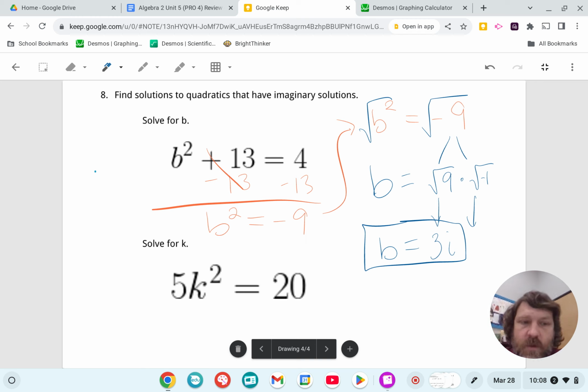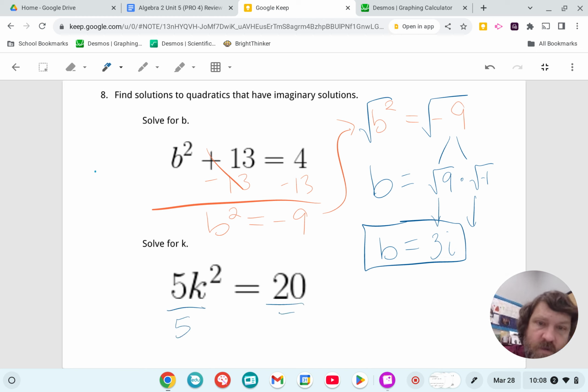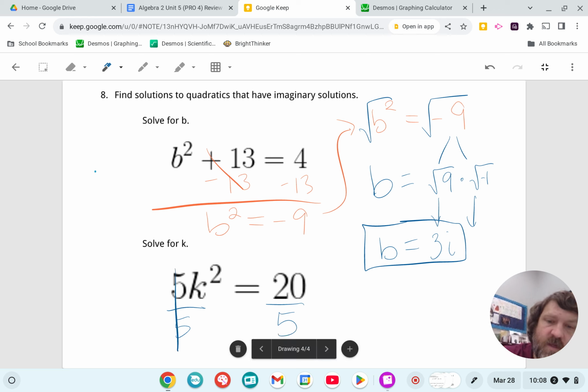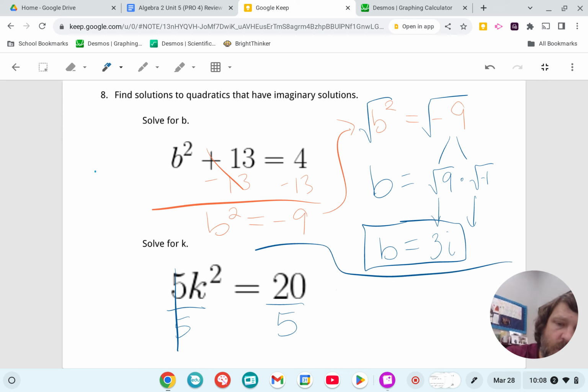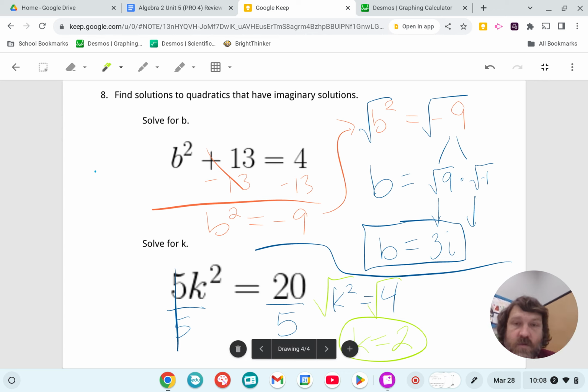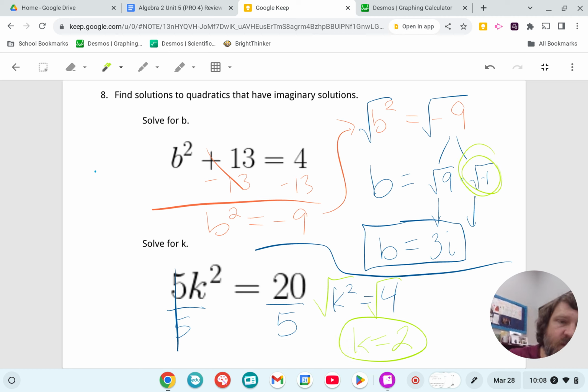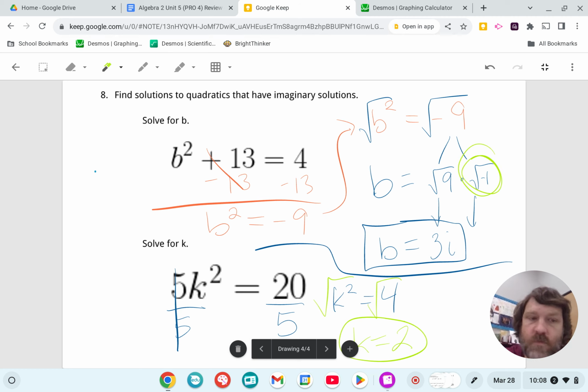This next one is very similar. We're going to divide by 5, divide by 5. We're going to cancel that out. This is going to be k squared. k squared equals 20 divided by 5, which is 4. Then we're going to take the square root of both sides in order to solve it. Square root of k squared, square root of 4, k equals 2. And that's the answer to that one. It's pretty basic, except for the first problem, you just have to remember to deal with your negative 1 inside your square root.